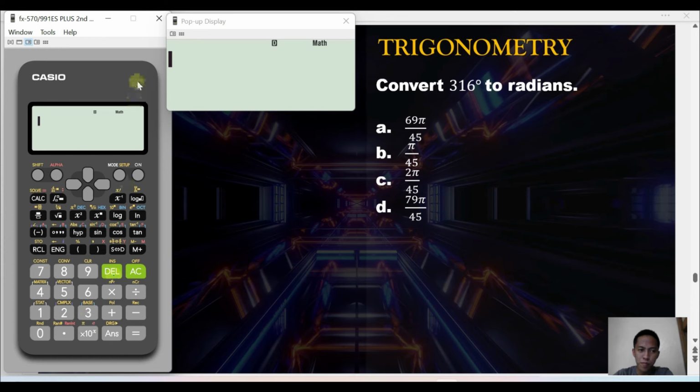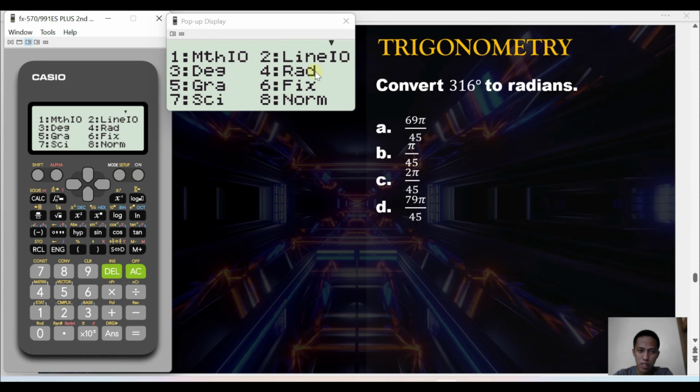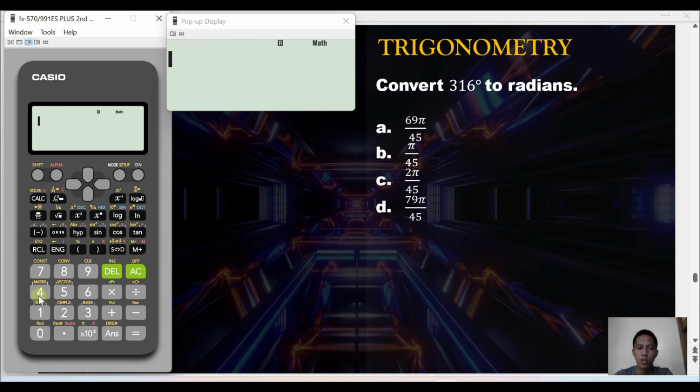Okay. So, dito nakalagay, naka-degrees siya. So, kapag mag-convert tayo to radians, i-shift mode natin, shift mode, then convert that to radians. So, that is number 4. Okay? So, naka-radians na siya guys. So, may nakalagay dyan na R. So, if we input 316, we are going to convert this to radian.